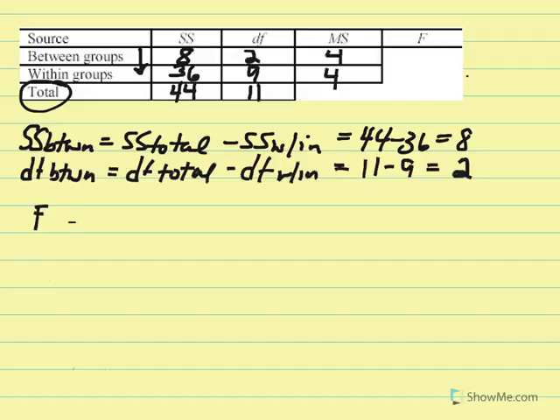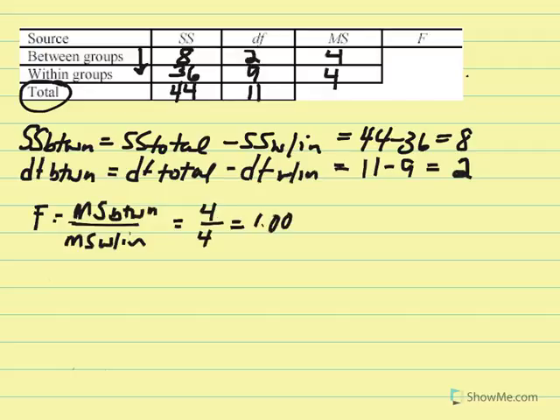But calculating our F is simply taking our mean squares from the between over the mean squares within. Again, the numerator represents the treatment effect in addition to unsystematic variances, and the denominator represents the random unsystematic differences within the samples. So we have the values necessary to calculate this. Again, MS between was equal to 4, MS within was equal to 4, and we get a ratio of 1.0. And that tells us that the differences that we see between groups is no different than the differences we see within groups. So therefore, there are no treatment effects, and we're going to fail to reject the null hypothesis.